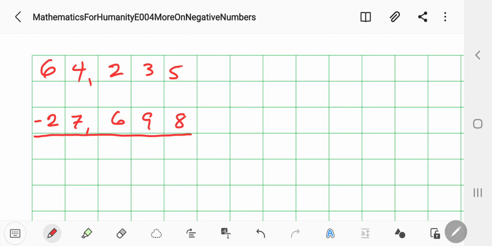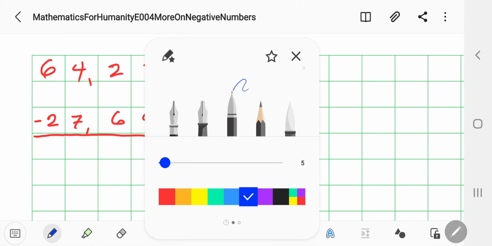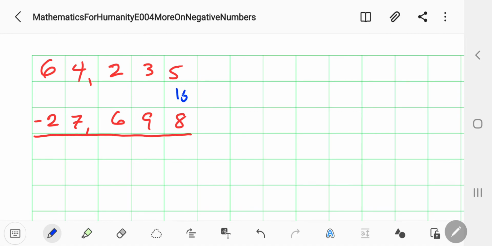How do we solve this? The 5 is less than 8. So we can borrow 10 from here, so that we have 15 here, and then your 3 will decrease to 2 because we borrowed 10 from there. And then your 2 is less than 9. So you have to borrow 10 again, and then this 2 here will decrease to 1.